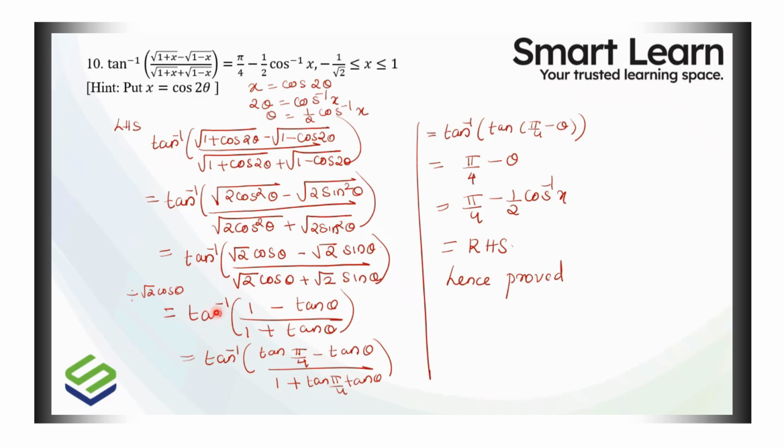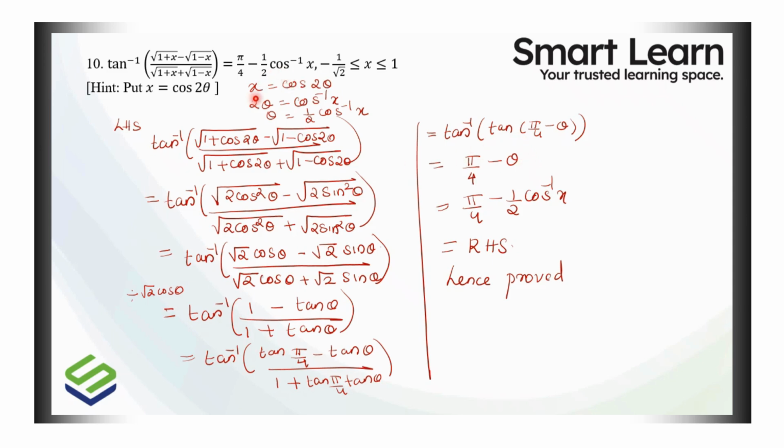Now I have to get the form of tan inverse of tan, right? So I will divide the numerator and denominator by root 2 cos theta. So the first term will be 1 minus tan theta by 1 plus tan theta. 1 you can replace with tan pi by 4 now. So tan pi by 4 minus tan theta by 1 plus tan pi by 4 tan theta. This is which formula? Tan of pi by 4 minus theta. Tan inverse of tan will be pi by 4 minus theta.